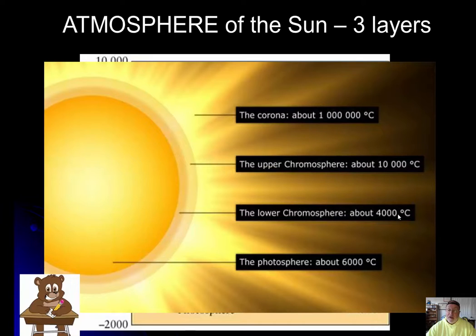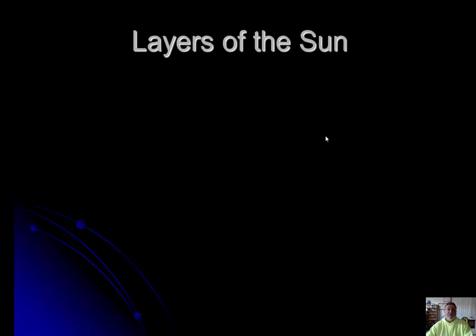It actually cools as we go up, and then it heats up to 1 million degrees for the corona, the crown layer. And the crown layer is the layer you draw when you draw the sun. You draw those little lines coming out. That's really the corona that you're drawing. So, layers of the sun.